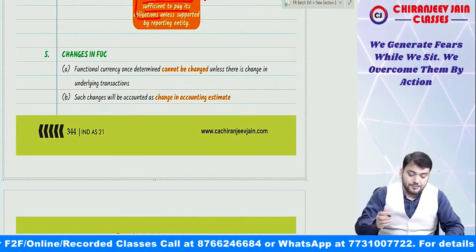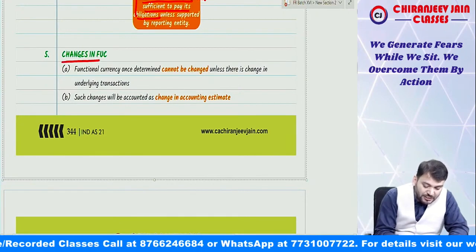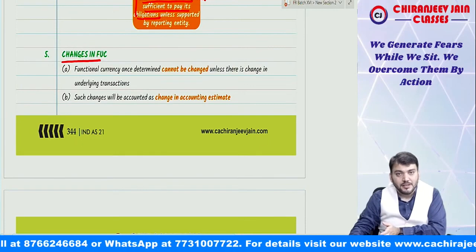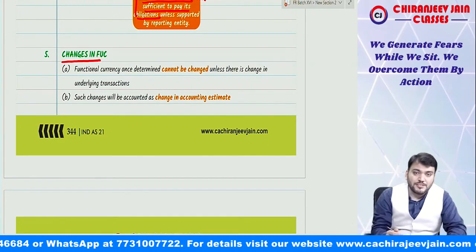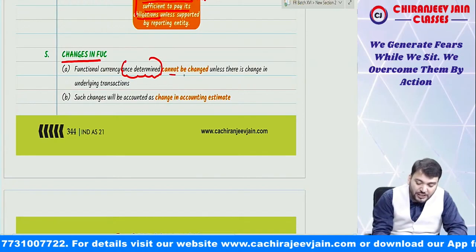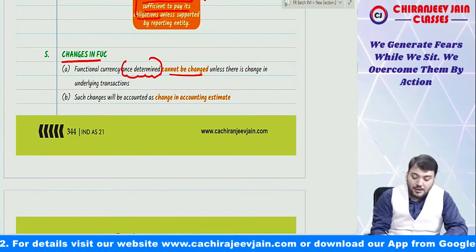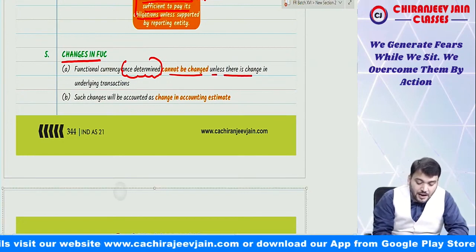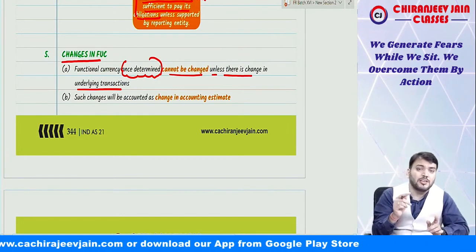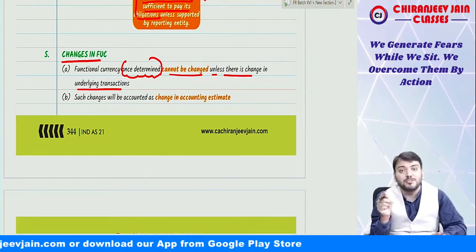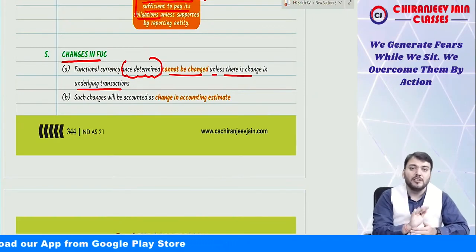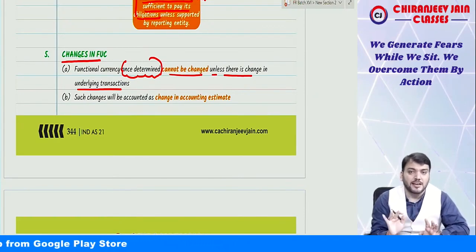Next point is changes in functional currency. Can we change our functional currency? Ind AS 21 says functional currency once determined should not be changed unless there is a change in the underlying transaction. Underlying transaction means the transaction on the basis of which you determined the functional currency. If that has changed, then you can change functional currency, but it is in very rare circumstances.